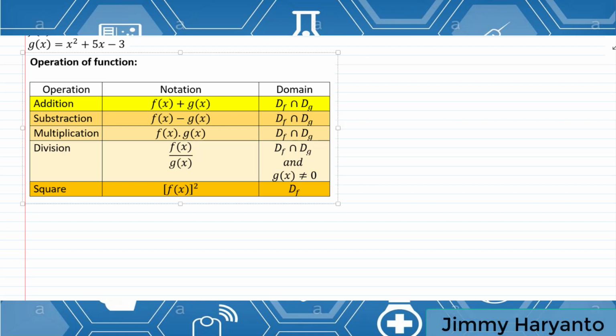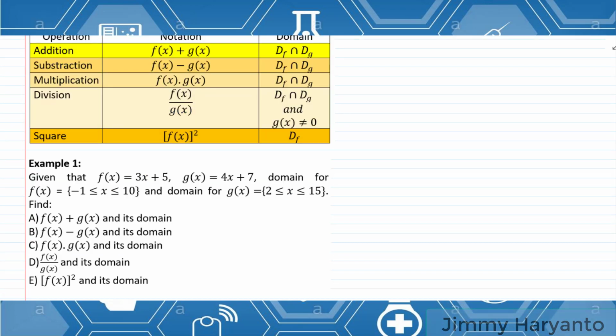For the domain, in addition, the domain is the intersection between the domain of f and the domain of g. And for subtraction, it's also the same. Multiplication is also the same. Division, we have an additional condition for the domain. Besides the intersection, we also have g(x) cannot be 0. Why it cannot be 0? Because g(x) is on the denominator, so it cannot be 0. And then for the square, f(x) squared, the domain will be the domain of f.